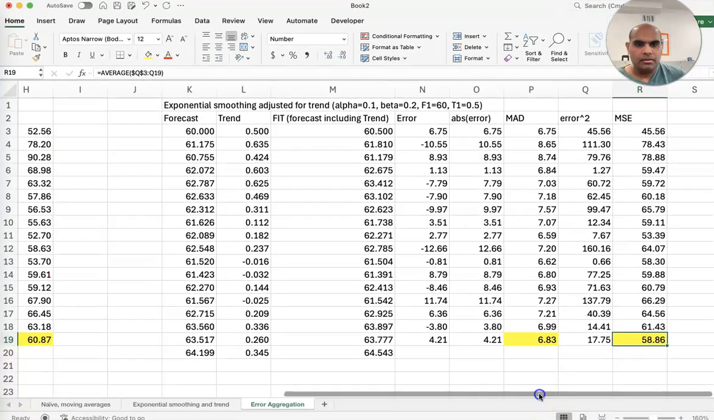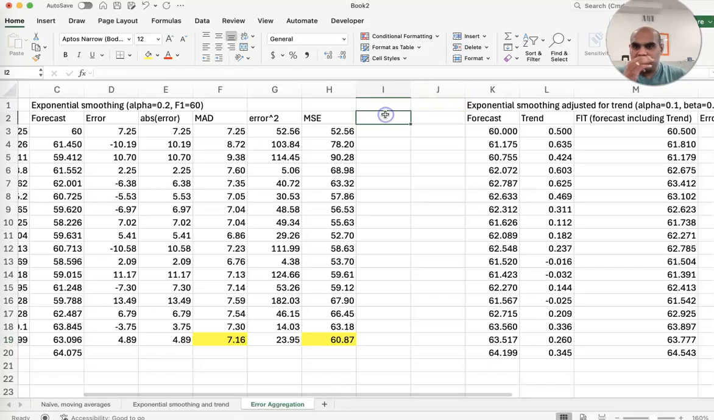All right. Now, the final error aggregate that we'll talk about is the MAPE, the mean absolute percentage error. So instead of just looking at error by itself, we will look at error as a percentage of the actual demand value that you had.